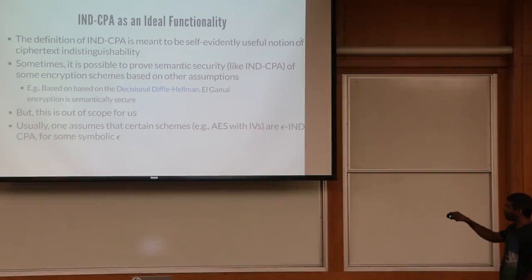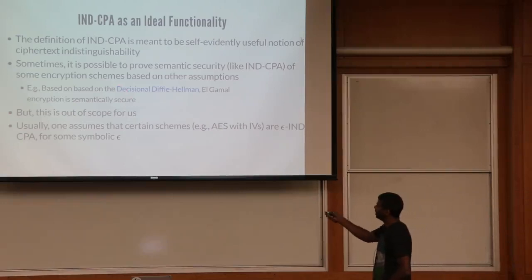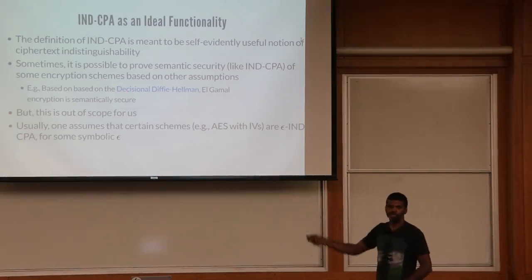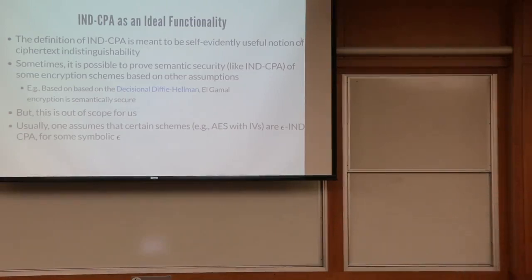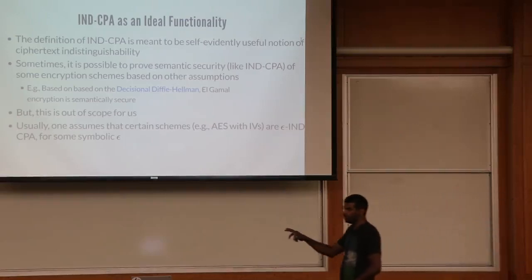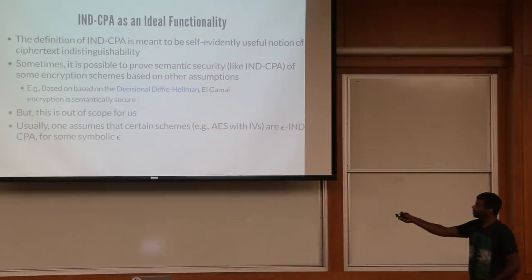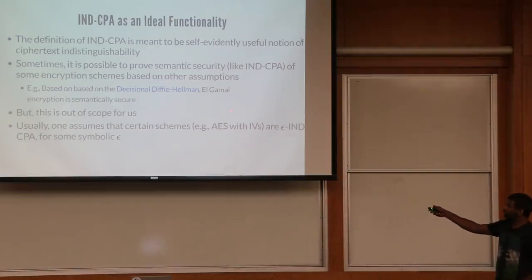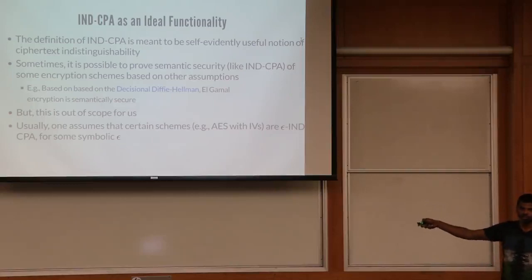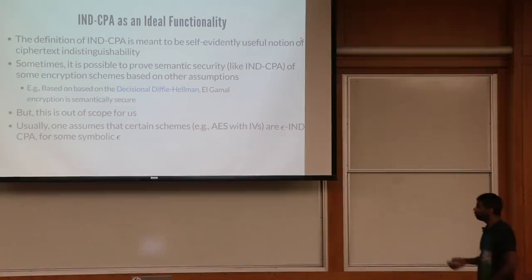So, for instance, there's this encryption primitive called El-Gamal, and you can actually prove that it's semantically secure, but based on this assumption, decisional Diffie-Hellman. The decisional Diffie-Hellman assumption is based on the difficulty of computing discrete logs. So if it's difficult for an adversary to compute discrete logs, then any adversary that's able to break El-Gamal can also break decisional Diffie-Hellman. So in some cases, it's possible to get semantic security for individual primitives, but not always.